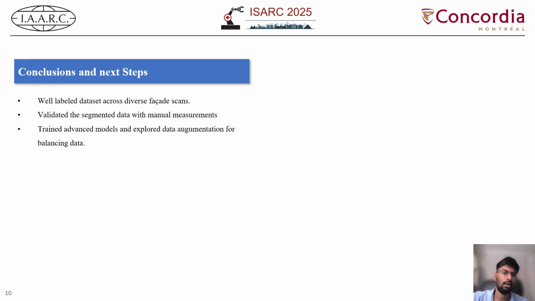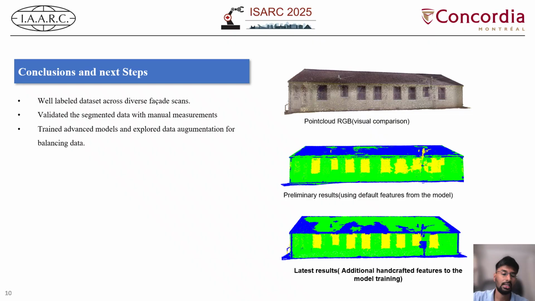So, in conclusion, our approach automates building envelope segmentation, reducing human error and saving time. We have created a well-labeled dataset with diverse facade label scans, and we have also explored some data augmentation methods for balancing the data. This is the result as produced in the paper, and these are the results that we have experimented after publishing the paper with additional features such as curvature and point normals. This way the model is able to segment much better.